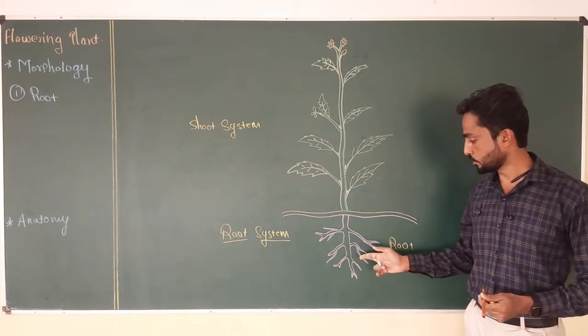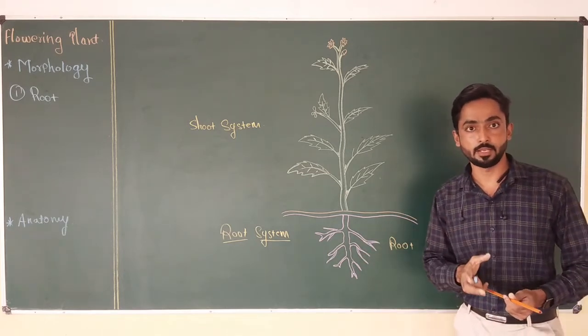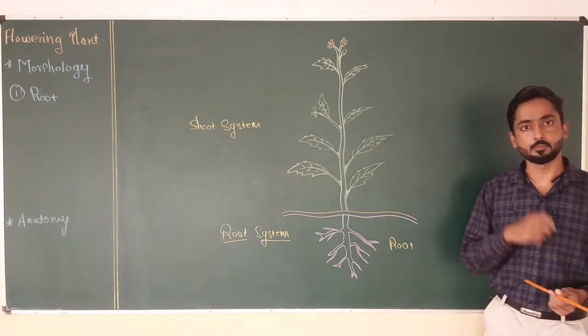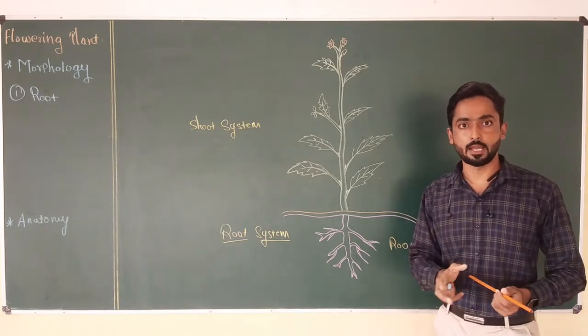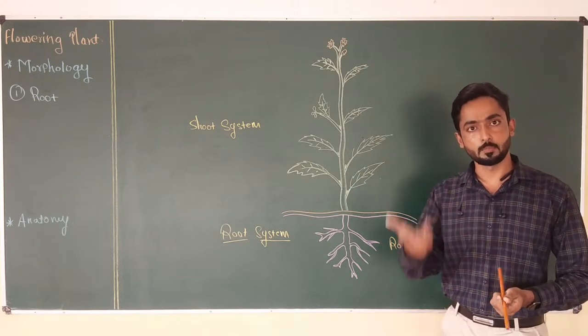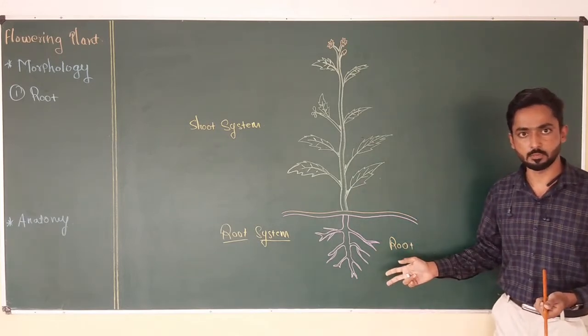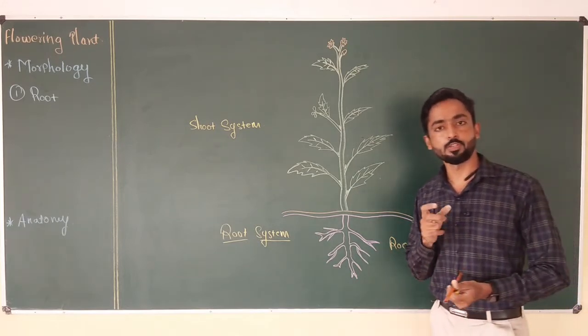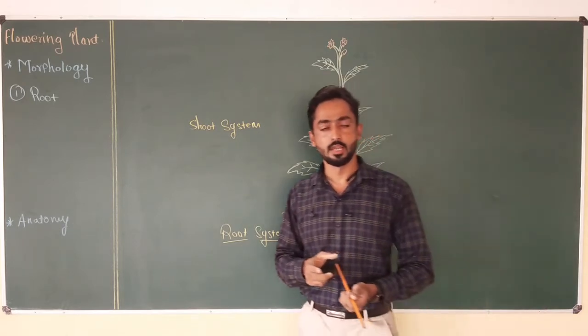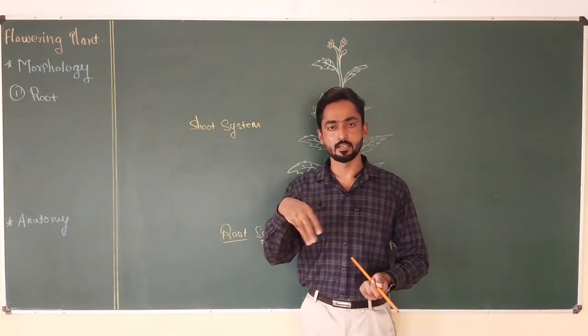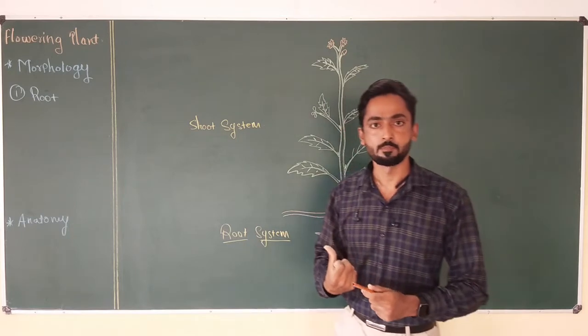Sometimes the roots also perform the function of absorbing moisture directly from the air in case of epiphytic plants, the plants which grow on other plants. So epiphytic roots are nothing but a special type of root having a tissue called velamen tissue, and their roots are hanging in the air. They directly absorb moisture from the air.